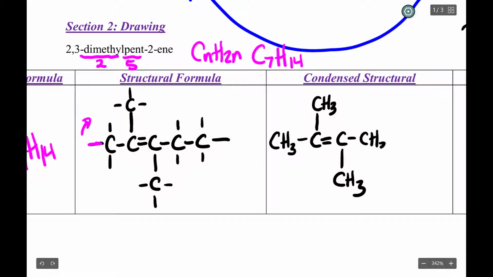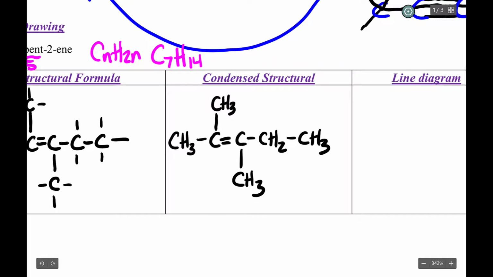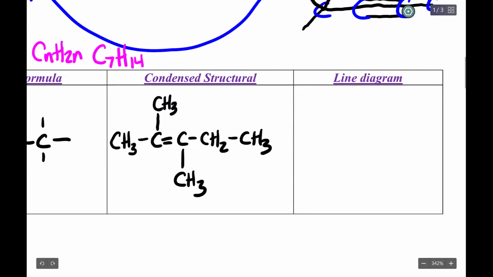Then we have CH2, CH3. So there's our condensed structural diagram. Now our line diagram, I'm going to start with my 5.